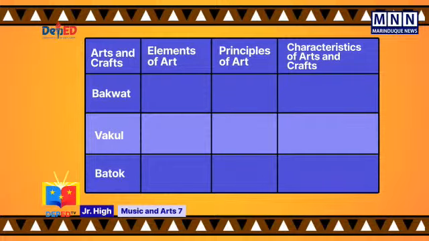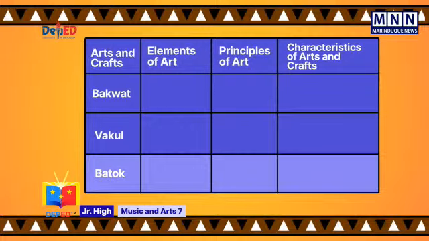Number 2. What are the elements and principles of arts present? What are the characteristics of vakul? Number 3. What elements and principles of art are present in the batok tradition of the Kalingas? What are its characteristics?